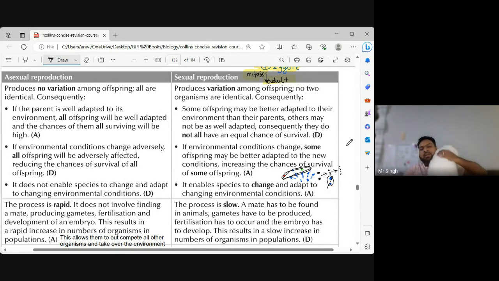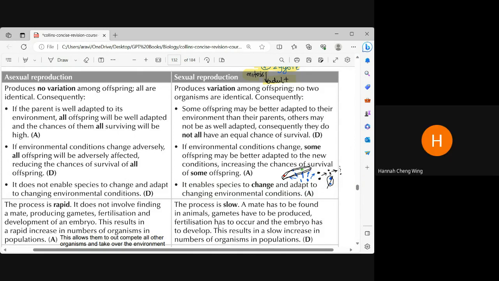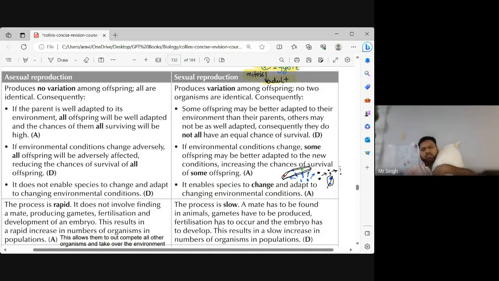So what has happened here is we started with blue, right? We started with blue, but the environment has changed and selected for the black organisms because the sexual reproduction allowed for that variation. Does that make sense, students? Yes, sir. Is anyone confused?